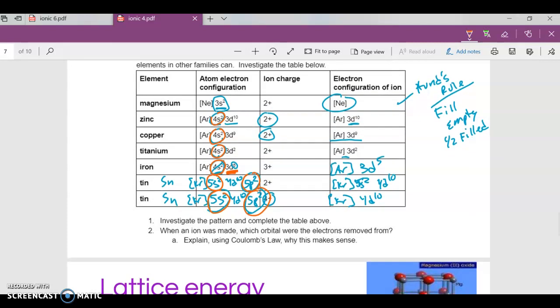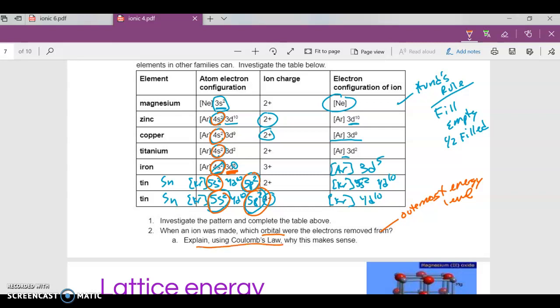So when an ion is made, which orbital are the electrons removed from first? From the outermost energy level, the highest energy level that you have. It's not always the last thing that you write in your electron configuration. It's always going to be the outermost energy level.